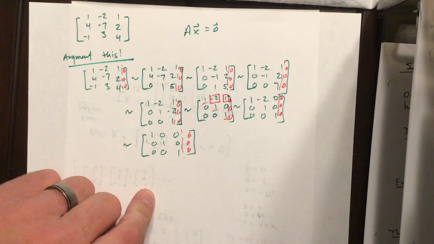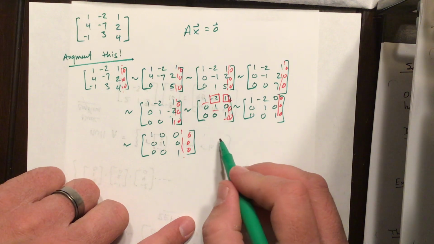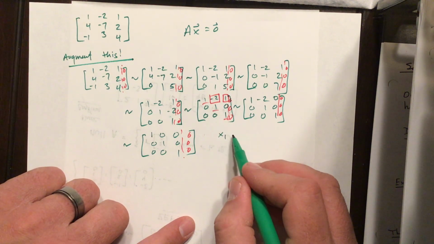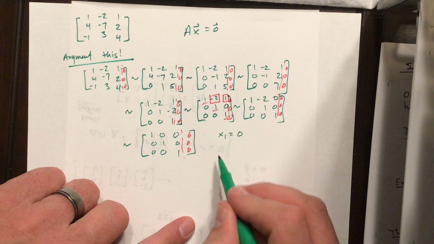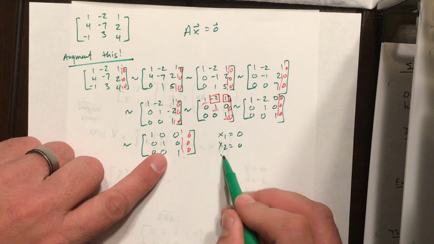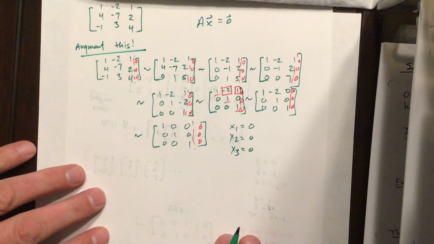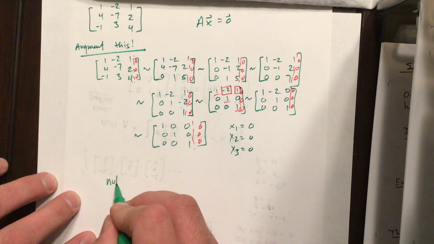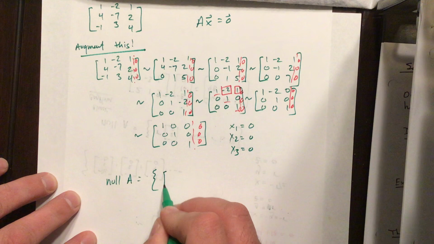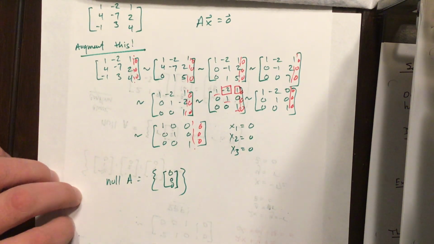What does this tell you? Okay, this tells you that x1, if you wanted to do x1, x2, x3, x1 is 0. Okay, this tells you that x2 is 0. That tells you that x3 is 0. So for this matrix, the null space of this matrix consists of one vector, the 0 vector.